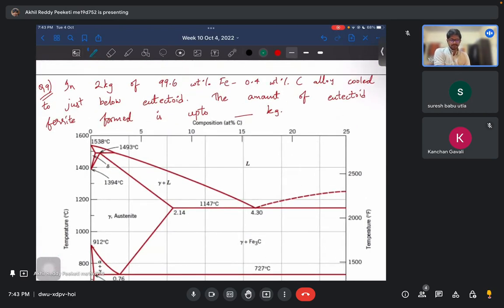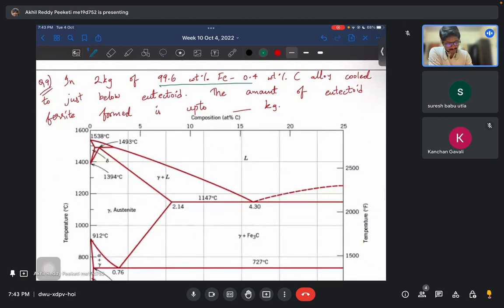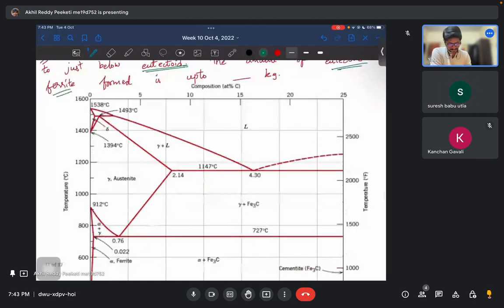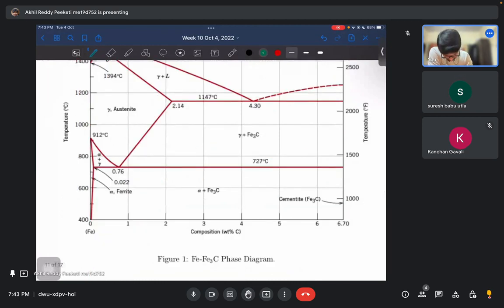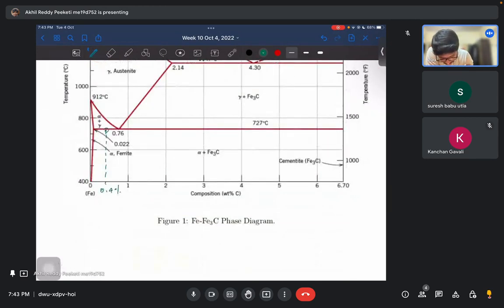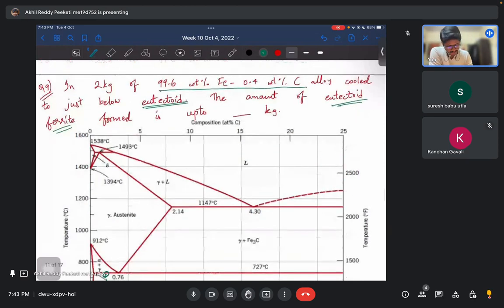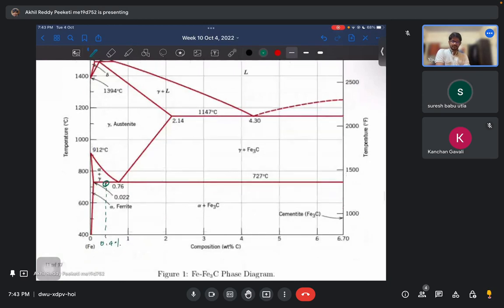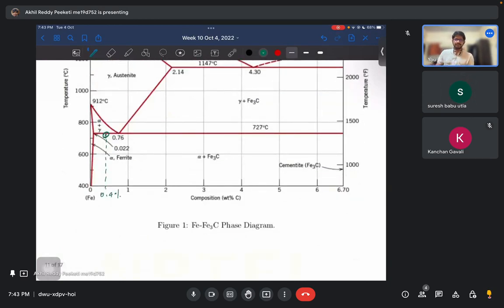Okay. Next question. In 2 kgs of steel, 99.6 weight percent iron and 0.4 weight percent carbon, cooled to just below eutectoid, the amount of eutectoid ferrite formed is, so 0.4, so this is 0.76, so somewhere 0.4% carbon and just below eutectoid. So this point, we were asked how much is eutectoid ferrite. So can you answer this, Suresh?